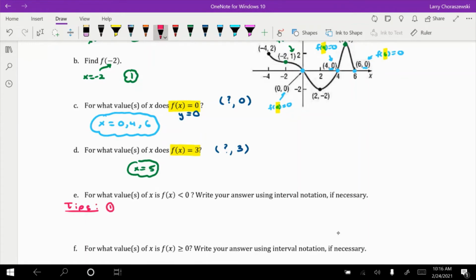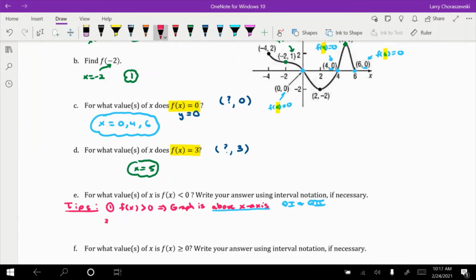Number 1, f of x is greater than 0 means that the graph is above the x-axis. The reason for that is because f of x, again, is the variable y, and if we want positive y values, those are only going to happen in quadrants 1 and 2. Okay, so Q1 and Q2, just to add some detail there.